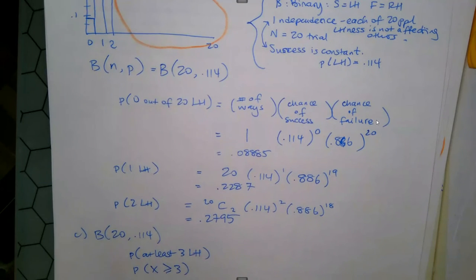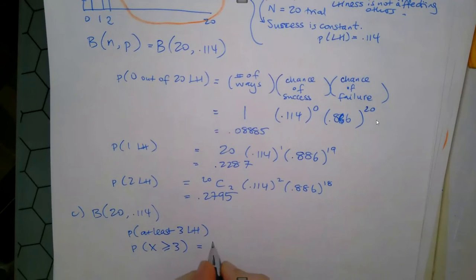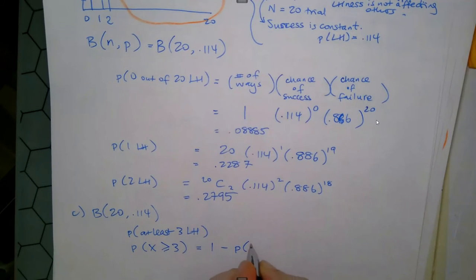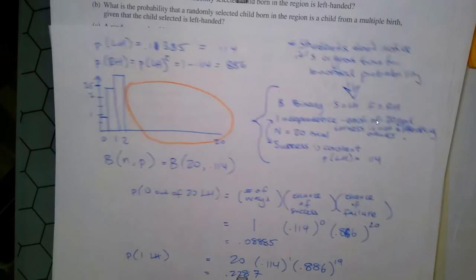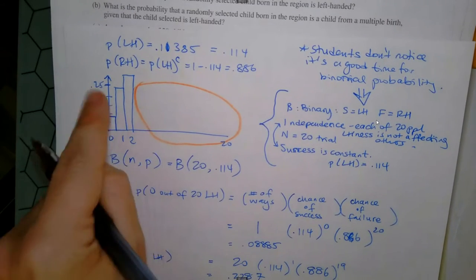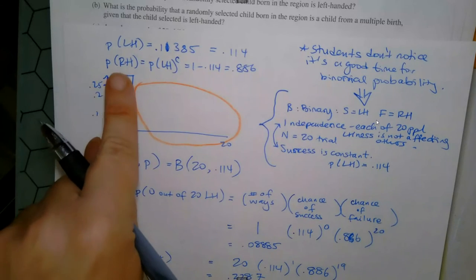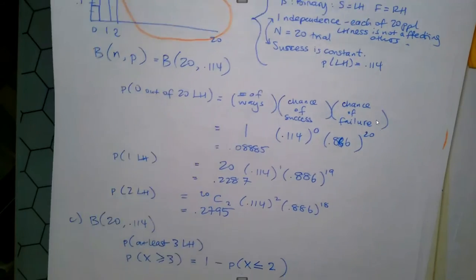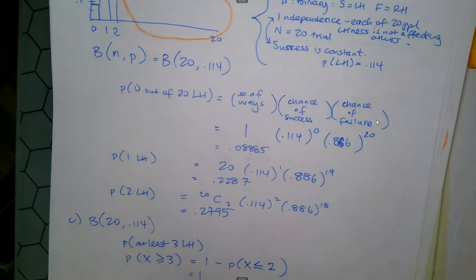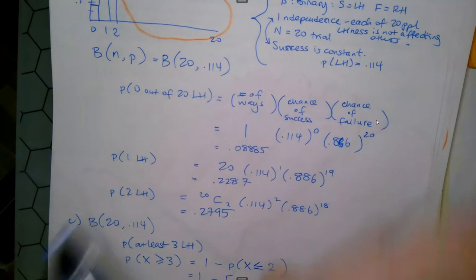The way we're going to solve this is we're going to answer this as 1 minus the chance of having x be less than or equal to 2. So if I have 0, 1, and 2, that is what I need to know so that I can tell you what's left. The way you can do this on a piece of paper to explain that you know what's up is you show this notation.